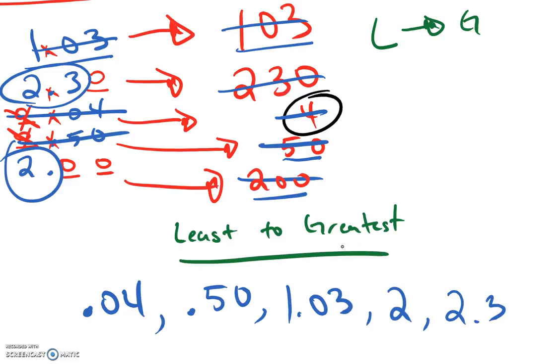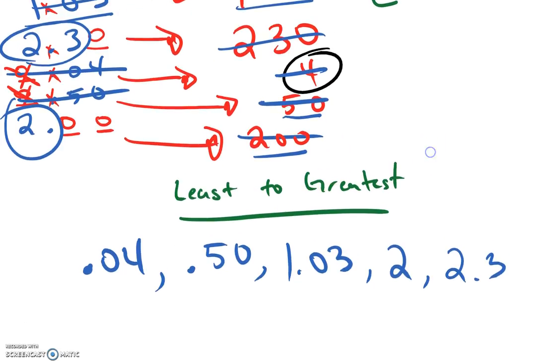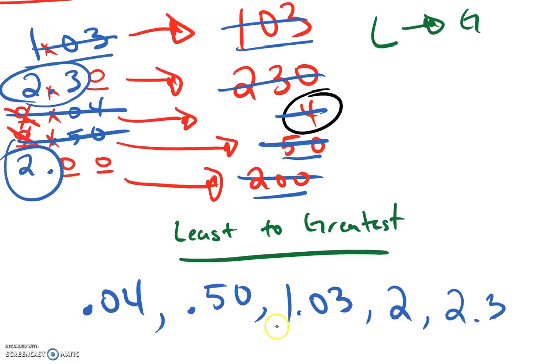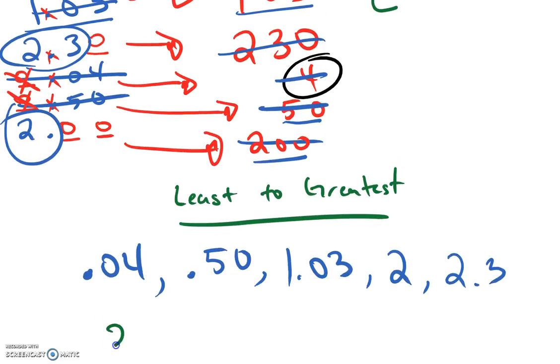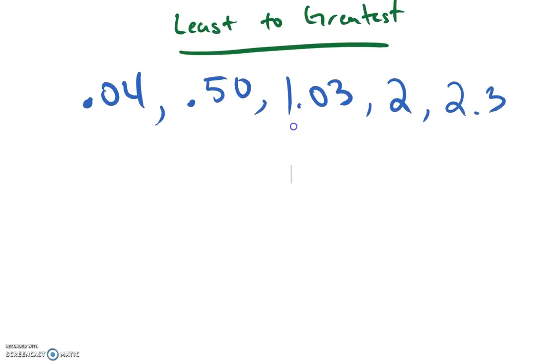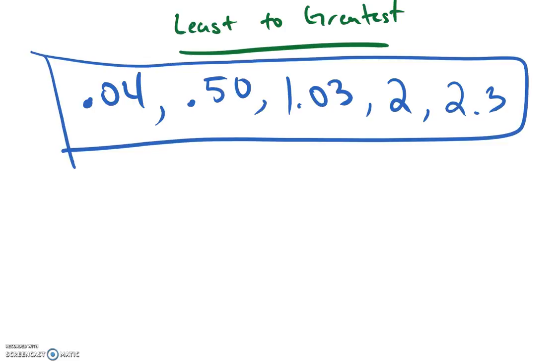If we were writing them from greatest to least, then we would do the opposite of this. We would write down the 2.3 first, then the 2, then the 1.03, and so on and so forth. But we're not, so the answer is this one. And that's how you arrange decimals from least to greatest.